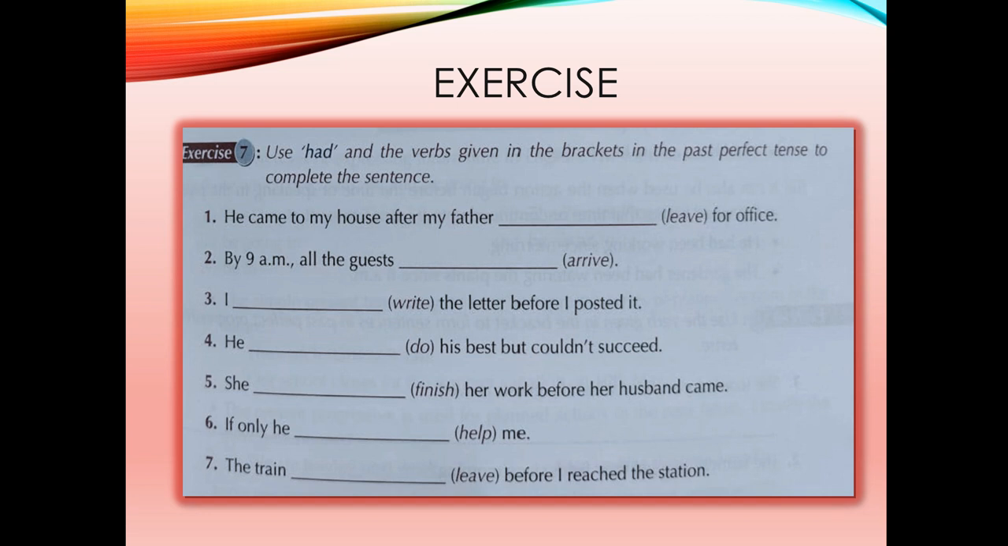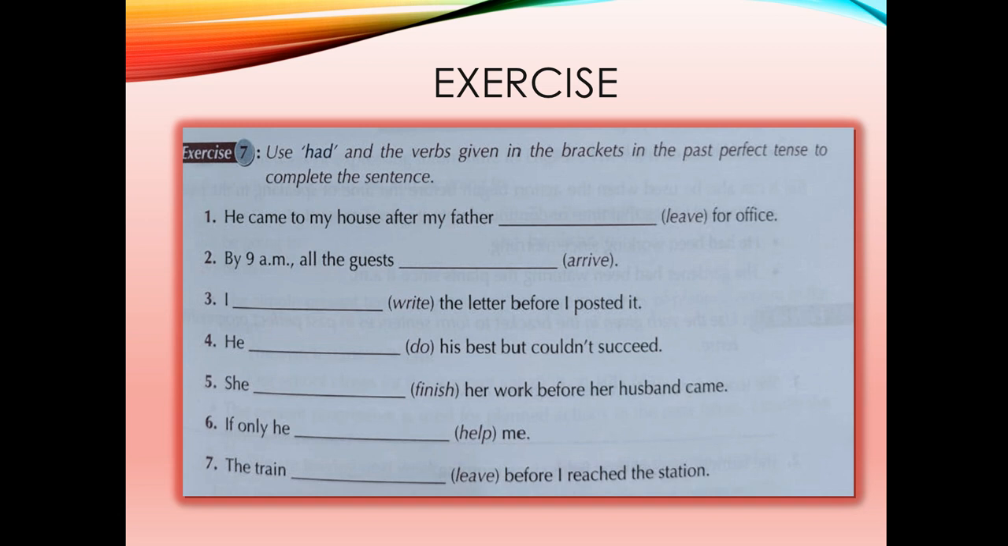Second one, by 9 a.m. all the guests arrive. By 9 a.m. all the guests had plus V3 form of arrive, that is arrived. So, by 9 a.m. all the guests had arrived. I write the letter before I posted it. I had written the letter before I posted it.